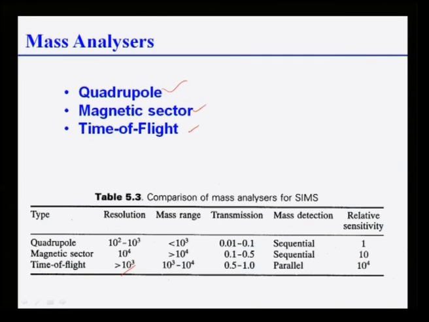The best one, as I said to you in the lecture, is time of flight. Time of flight has a high resolution, 10 to the power 3 or higher. It can scan mass ranges from 10 to the power 3 to 10 to the power 4. It has a very good transmission, close to 1. It can detect masses in parallel, not sequentially, together. That is the advantage. And it has a very high relative sensitivity, 10 to the power 4, 10,000. So that means time of flight is very strong. Therefore, you can clearly see that time of flight is the best option for SIMS, and that's why it is widely used in different machines.